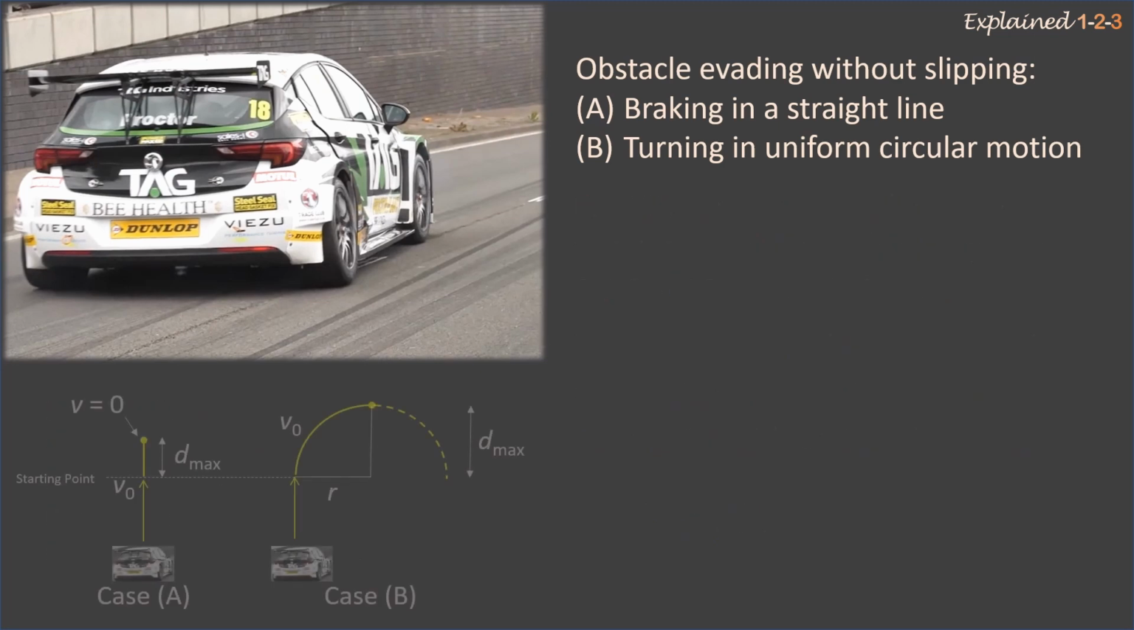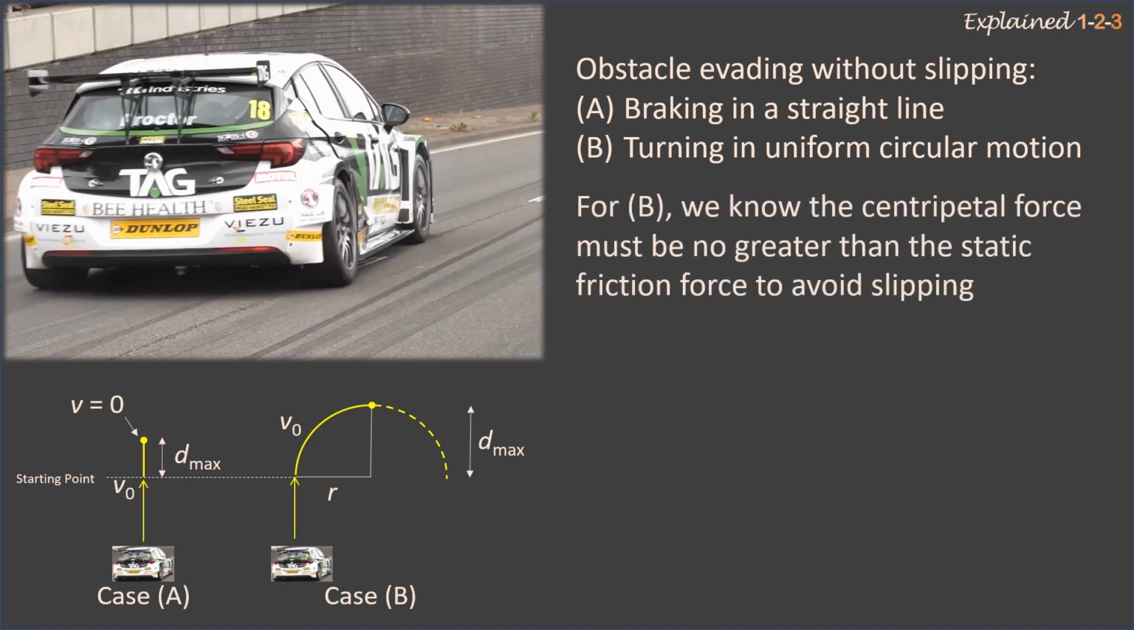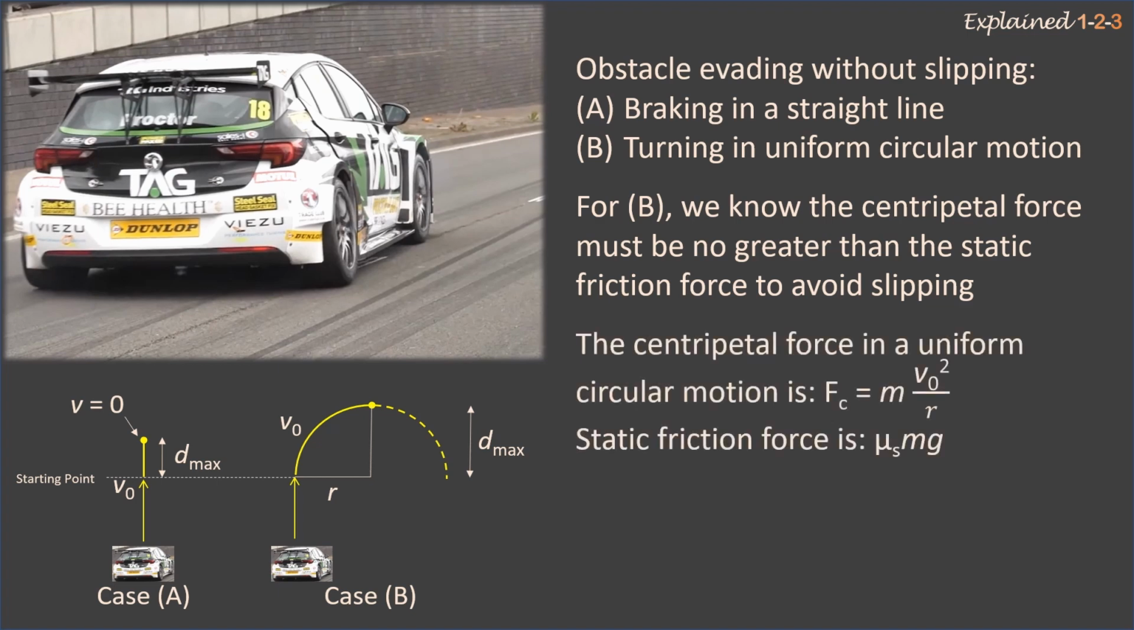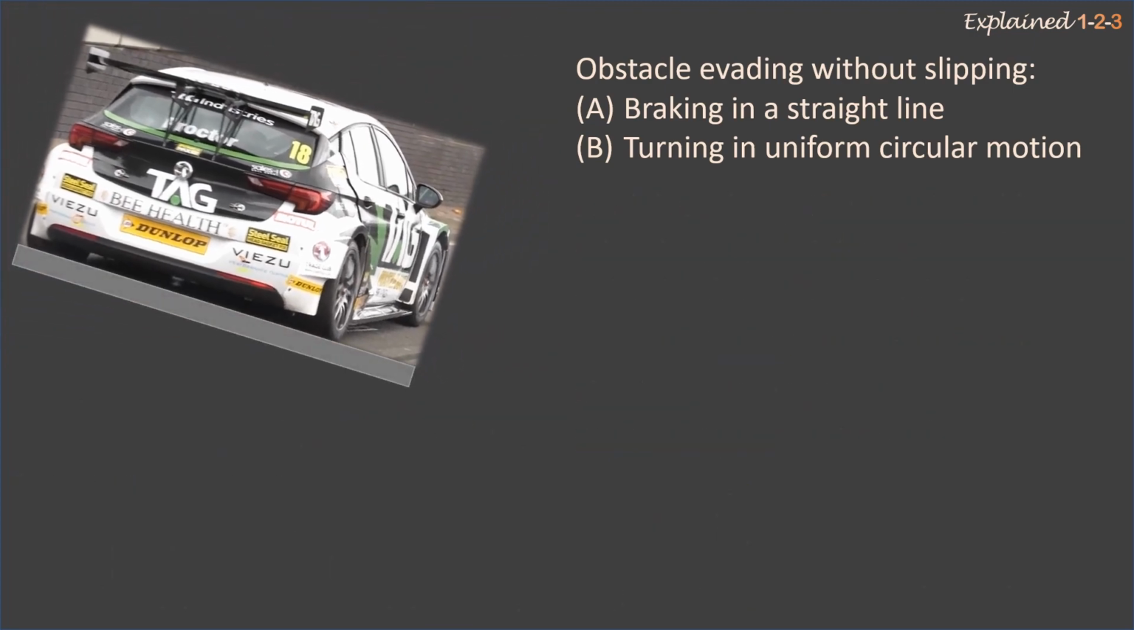In case B, we are not using the brake, rather we are turning the car in a uniform circular motion such that, with properly selected radius of curvature r, the centripetal force is no greater than the static friction force to avoid any slipping. As you recall, the centripetal force equals m times v_0 squared over radius of curvature r, and the static friction force again is μ_s m g. Equating the two, d_max, which is the radius of the turning curvature r, equals v_0 squared over μ_s g. We now know that the braking method requires a shorter distance than the uniform circular turning approach, 50% shorter to be exact. Let's go a little further deeper.